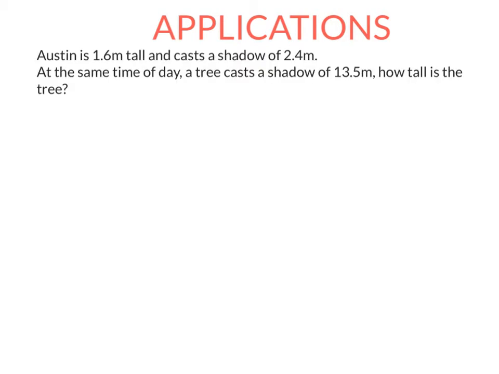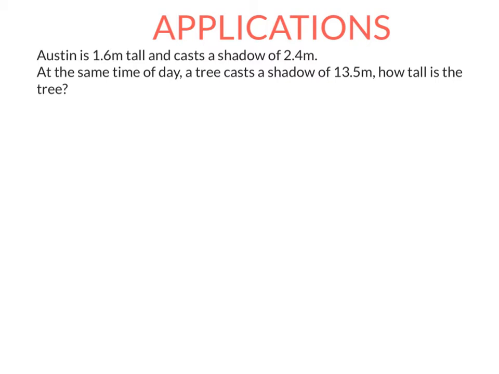Thank you so much for tuning into this video in which we will look at applications of both trigonometry and similar triangles. So let's start with similar triangles. A very common application of that is using shadows to estimate the height of things. So Austin is 1.6 meters tall, casts a shadow of 2.4 meters. Same time of day, a tree casts a shadow of 13.5 meters. We're going to calculate how tall the tree is.